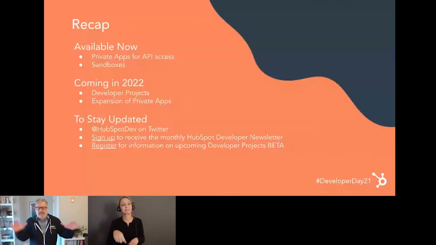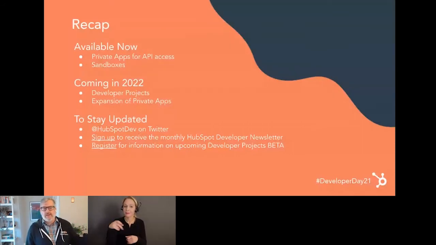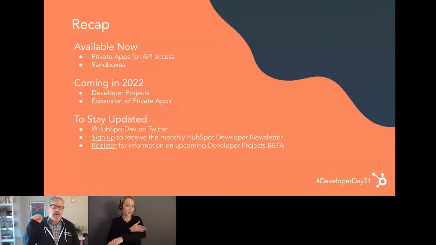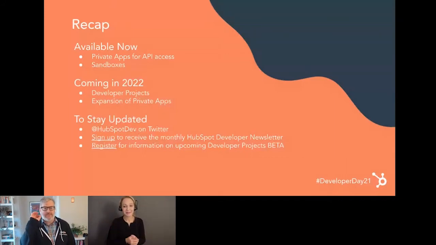So to recap, we have a few things that are available now: private apps for writing API integrations directly with a customer account in a way that is more secure, and sandboxes for all enterprise tier customers as a way to create a really good space for testing, and we provide tools for helping you sync data, and that's going to continue to get better and expand over time. And then as we look forward into 2022, be on the lookout for projects and that expansion of private apps to support even more functionality.